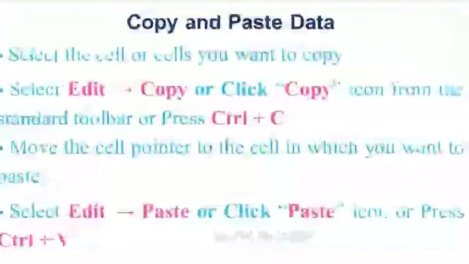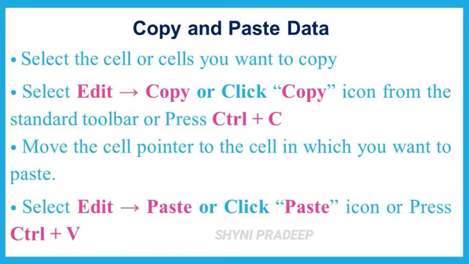Next, copy and paste data. First, you have to select the cell or cells that you want to copy. After that, select any one of these three options, which means Edit Copy or the Copy icon, or use keyboard shortcut keys Ctrl+C. After that, move the cell pointer to the cell in which you want to paste. Next, select the Edit Paste option. Otherwise, click the Paste icon. Otherwise, press Ctrl+V from the keyboard to paste the data. When you use any of these three options, the particular data will be copied to the new location.